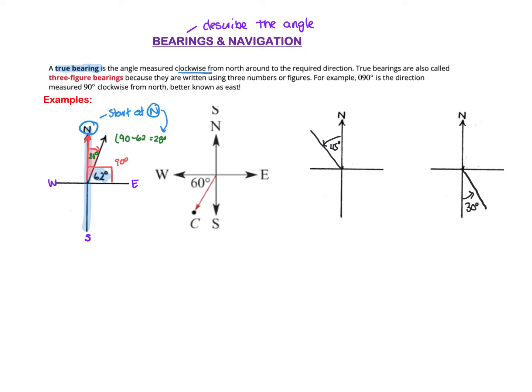If we want the true bearing, true bearings are three-figure numbers. So when we only have 28, a two-digit number, we need to put a 0 in front of it, and it would be 028 degrees and we put a T for true. Okay? So this is how we're going to do it.